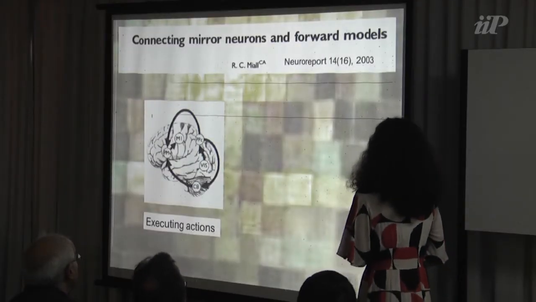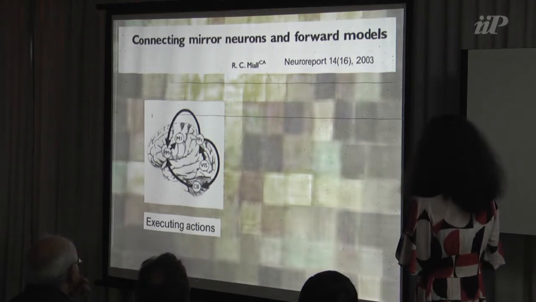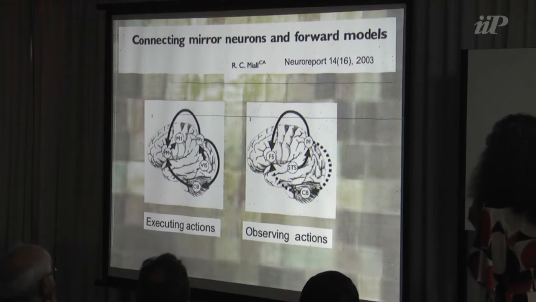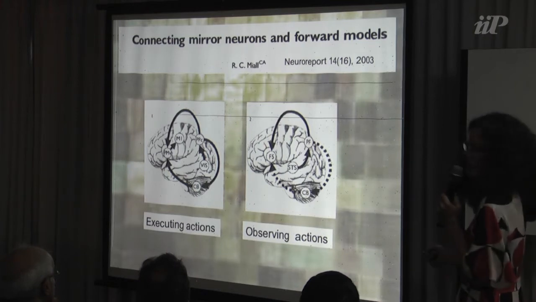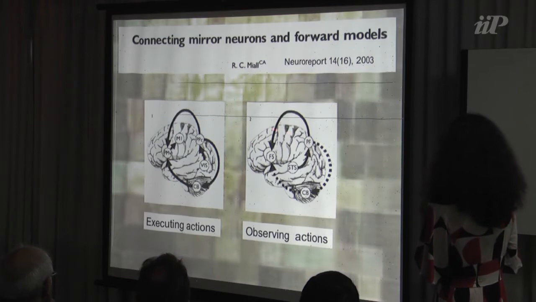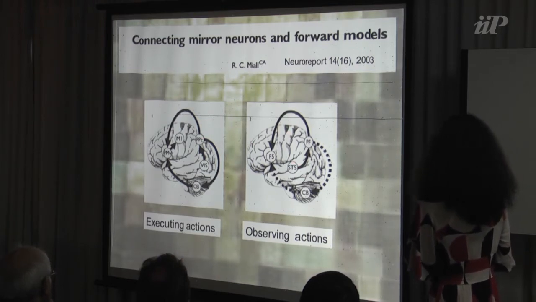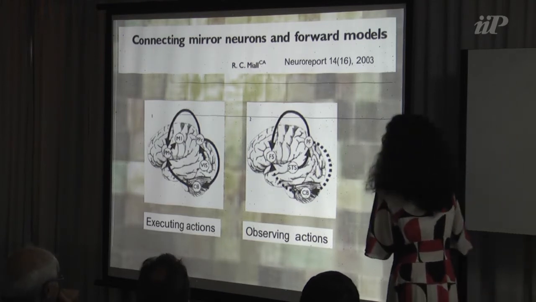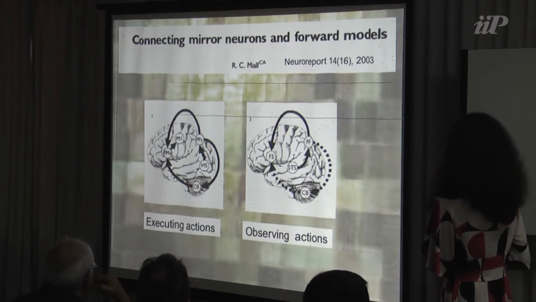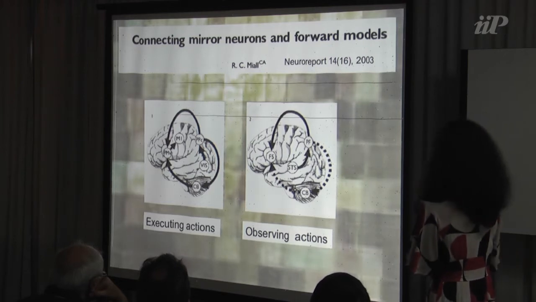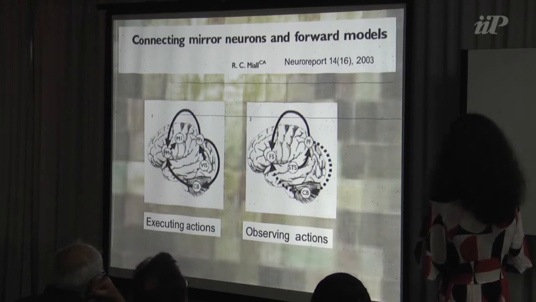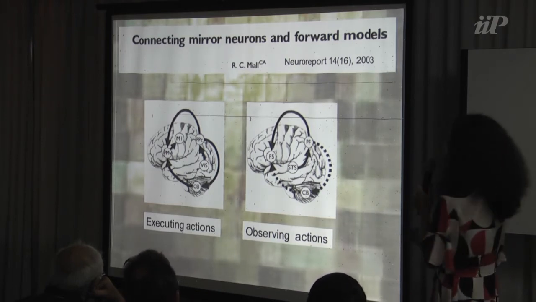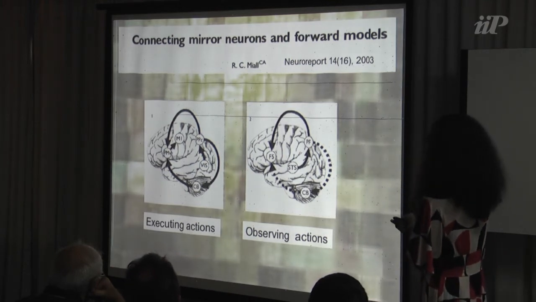Okay, so the idea is that there is a network associated with the observation of movement: area 45, 44 in humans, F5 in primates, highly connected to the parietal cortex, the superior temporal sulcus region, and the cerebellum. This is a network of brain regions that repeatedly has been shown to code action observation, that will be retrieved during execution, and that could also be activated whenever we produce estimates about movements. We recruit forward models to produce estimates about movements.